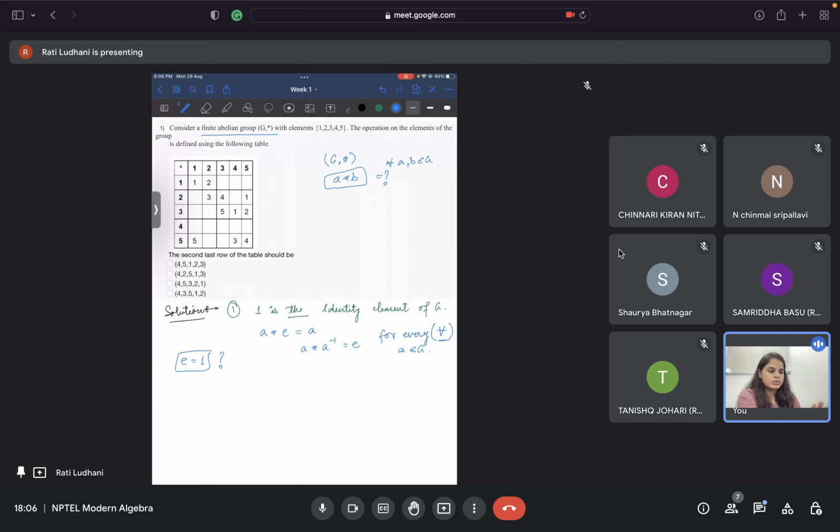There is some identity out of 1, 2, 3, 4 and 5. One of them is identity, no doubt, because this is a group, so identity exists. Which one it is, you need to find out. My claim is that 1 is the identity element here. It's pretty simple, just do the math. You have 1 star 1 is equal to 1, right? Now just assume, let E be the identity element.